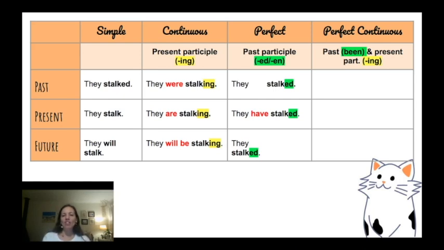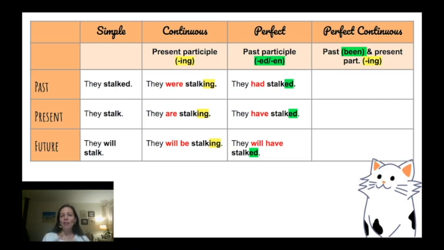And what about in the past perfect? You're going to make use of the auxiliary had. Remember the cup. And in the future, you're going to make use of will have. So that stayed the same.